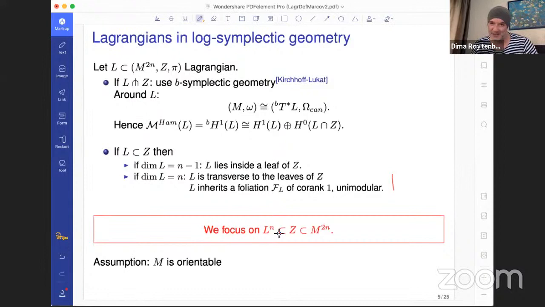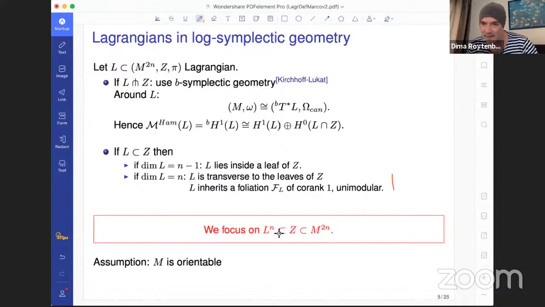That was one thing I was curious about. Also, it has transpired that if a Lagrangian submanifold, let's say an n-dimensional Lagrangian submanifold, intersects the singular locus at all, it's not necessarily either entirely contained in it or transverse to it. So is there anything known about this more general situation, when it's neither one nor the other? Well, we haven't looked at that.